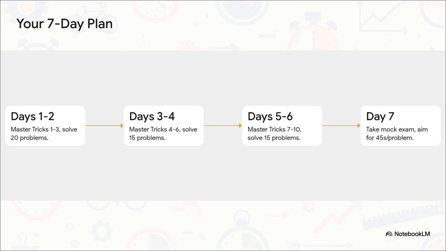Days 1 and 2 focus exclusively on proportional hacks and the harmonic mean, solving 20 targeted problems. Days 3 and 4 dedicate yourself entirely to trains, boats, and races. Days 5 and 6 dial in the LCM method and circular tracks. If you stick to this segmented schedule, by day 7's mock exam, I guarantee you'll be slicing through these problems in under 45 seconds each.